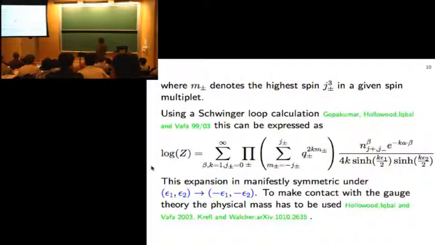So now there are various ways you can do this, but the way that Gopakumar and Vafa, so to say, promoted was to use a Schwinger loop calculation, and then this was generalized for this case with more general epsilon backgrounds in this paper. And you see it gives this formula, and what is apparent from this formula is that this is again symmetric under epsilon 1 and epsilon 2. And since it is very natural to geometrically engineer N=2 gauge theories, these authors of this paper, of course, realized that it would not work unless you use the physical mass. And so this was another observation. And then later, in the context of the holomorphic anomaly, Krefl and Walcher rediscovered this, and it has actually nice consequences for the holomorphic anomaly equation.